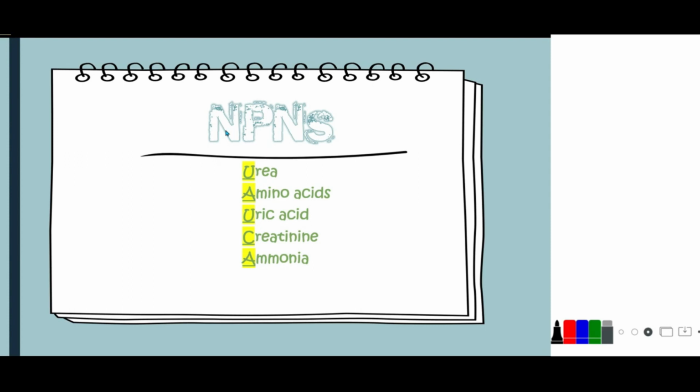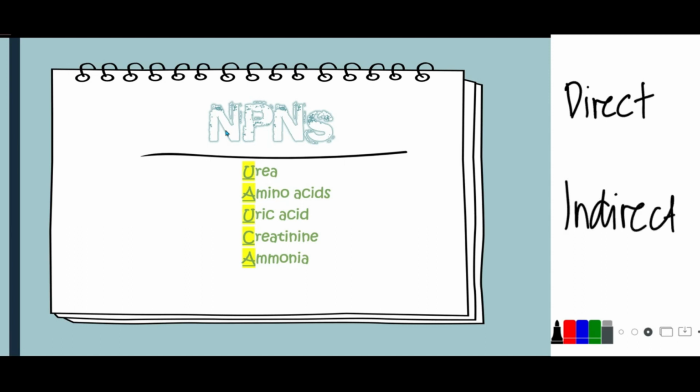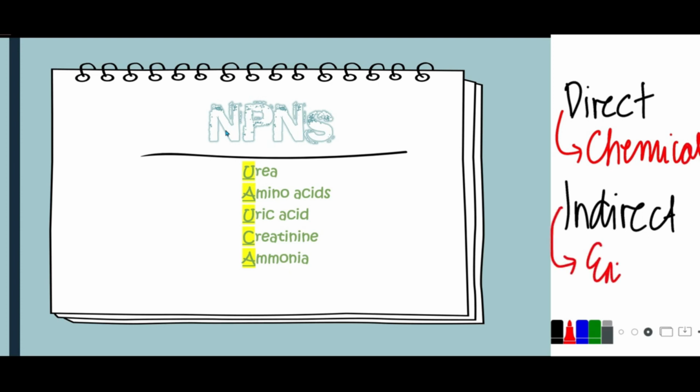So just like your lipid and lipoprotein determination, we actually have your enzymatic and chemical methods for NPN measurement. But the terms used for NPNs would be the direct and indirect assays. Just remember that when we talk about the direct assays, this actually refers to the chemical assays or the chemical method of measurement, whereas the indirect assay refers to the enzymatic assays.